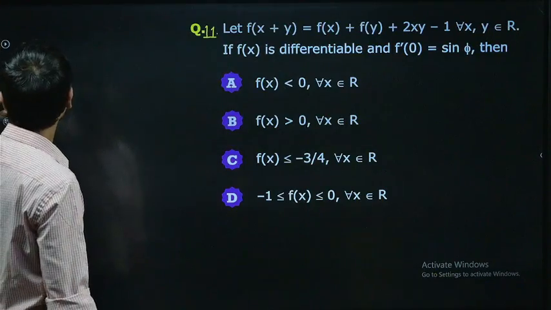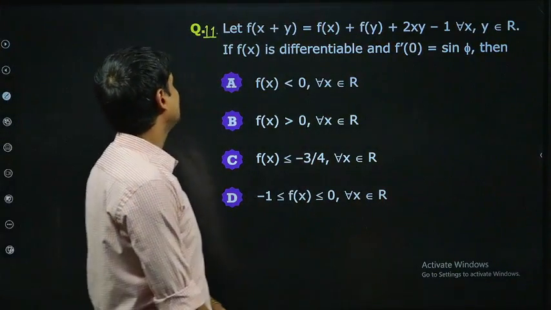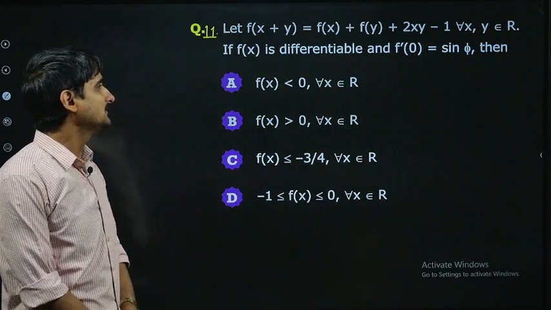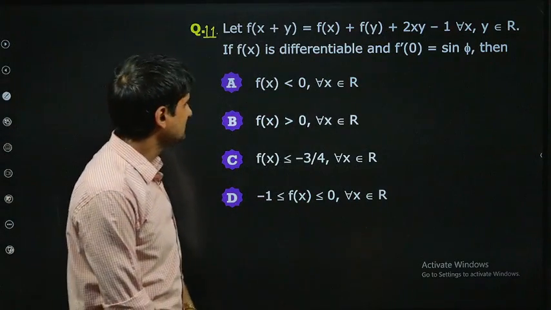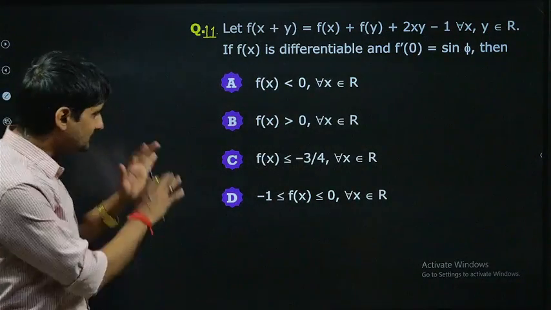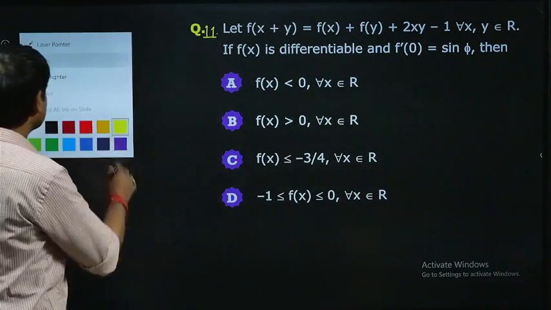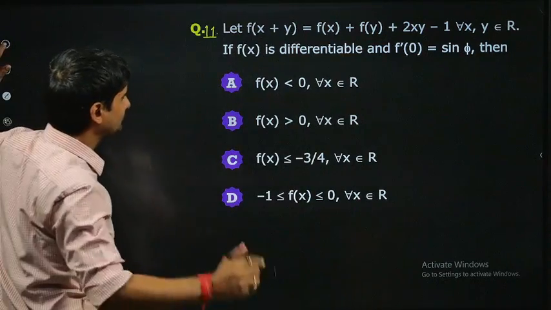So let's move to the next question, which is the 11th one. f of x plus y is equal to f x plus f y plus 2xy minus 1, for all x, f x is differentiable, f dash 0 is sin phi. Then, now that's a good question, bachon. I will solve it because I solved it earlier with the help of two methods.